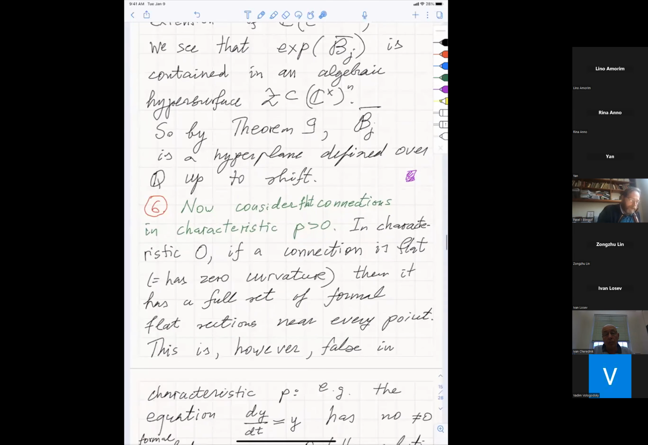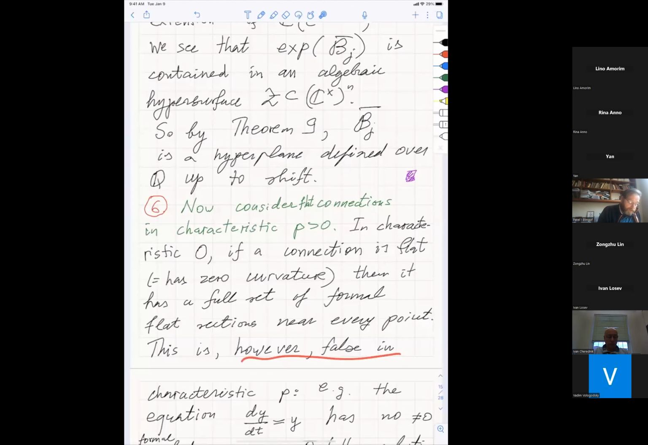Now I'm going to finally consider the main topic of this talk, which is the same story in characteristic P. So let me first recall that in characteristic 0, if a connection is flat, which means it has zero curvature, then it has a full set of formal flat sections near every point. In analytic theory, it has a full set of analytic sections on some disk around this point.